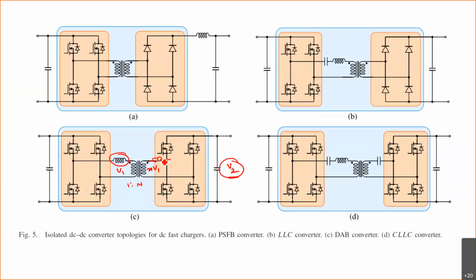Because of this boost inductor, if it is placed on the secondary side, it will act as a boost inductor. So nV1 is the secondary side voltage, and V2 may be greater than or less than it. So it can perform both boost and buck operations. Depending on the operation, nV1 may be less than or greater than V2. We'll discuss more on that.